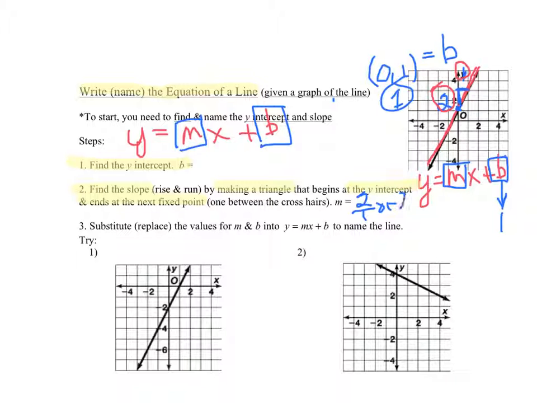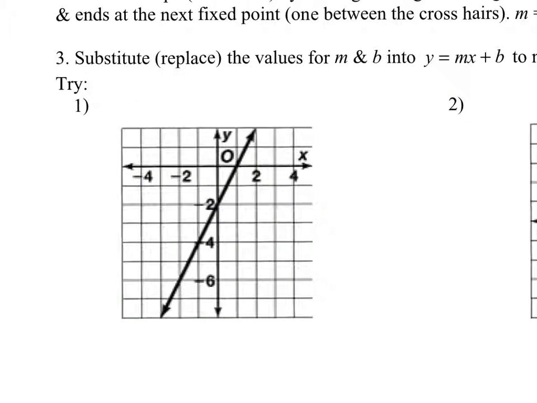And we know that the y-intercept is 1. Now we'll substitute. With the slope being 2, we merely fill in the rest of the equation. y equals 2 times x plus 1. And we have our answer. Voila. This is the name of that line, or the equation of that line. Let's do this one together.